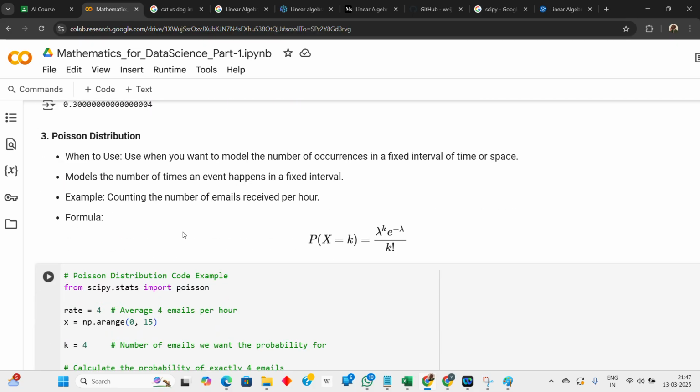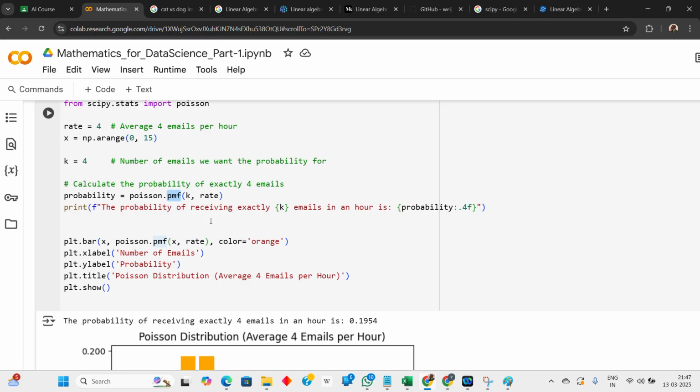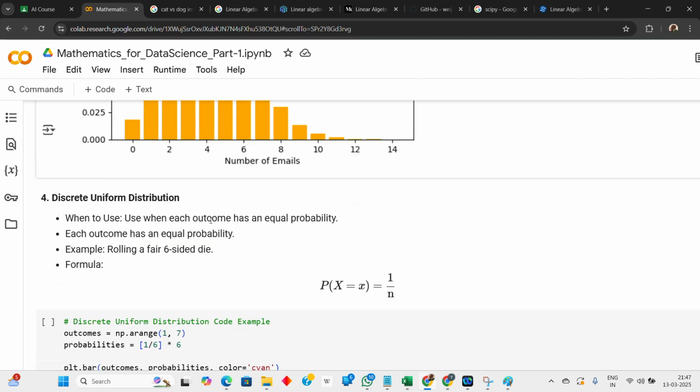And followed by Poisson distribution. Poisson distribution purely depends on time and space. If time is involved, and according to the time we are estimating something, or predicting something, or would like to know the most favorable outcome according to the time factor, then Poisson distribution.